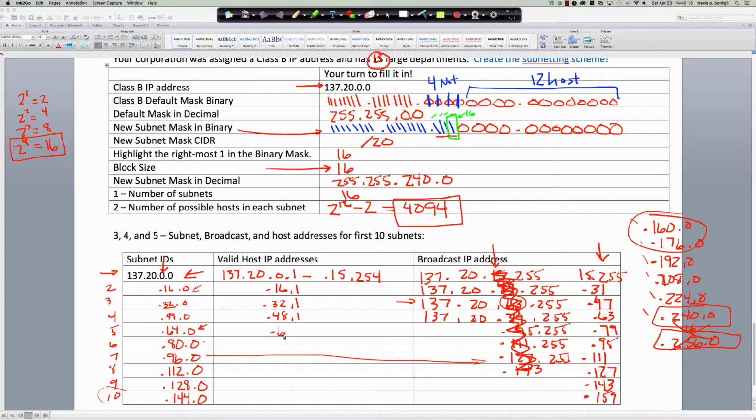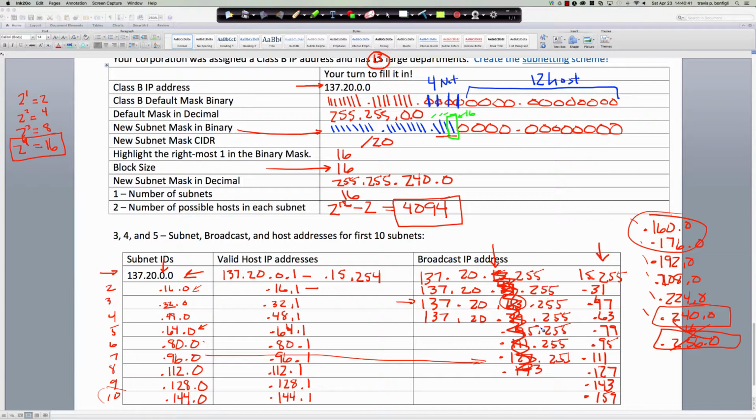.48.1, .64.1, .80.1, .96.1, .112.1, .128.1, and .144.1. So the last usable is going to be one short of our broadcast address over here, and this is kind of turned into a dumpster fire, but hopefully you're staying with me.